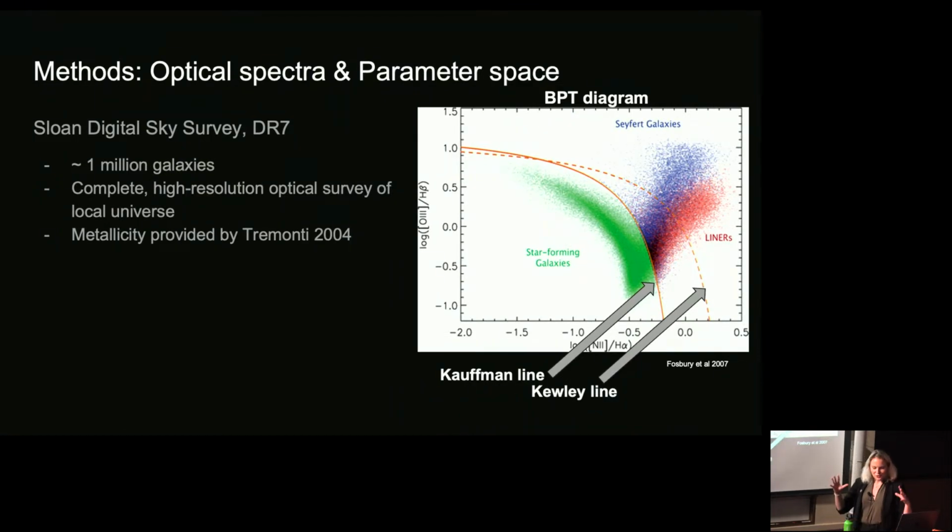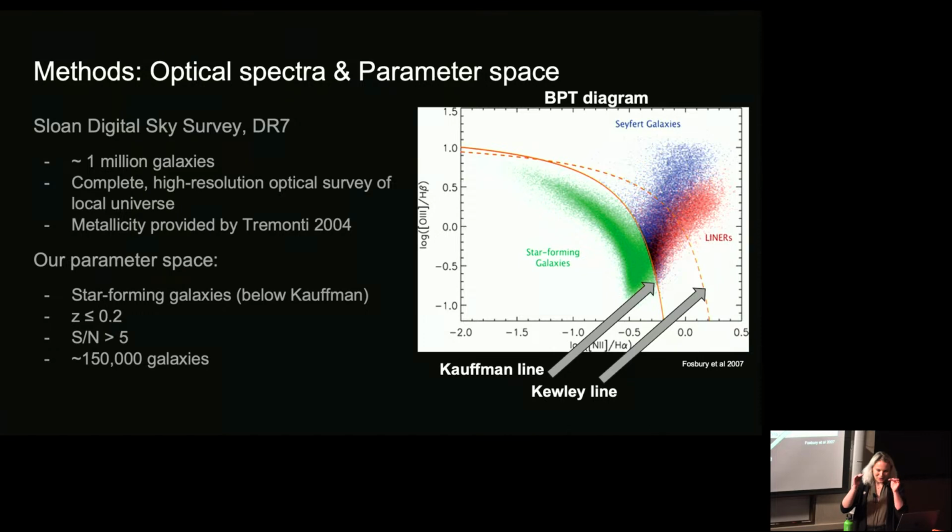So next I'll dig into our actual methods, how we conducted our study this summer. So we used the Sloan Digital Sky Survey, DR7, which released about 1 million of these high-resolution optical spectra. It's the most complete survey that we have of our local universe in the optical range. And we utilized the metallicity calculation that they put forth as our baseline.